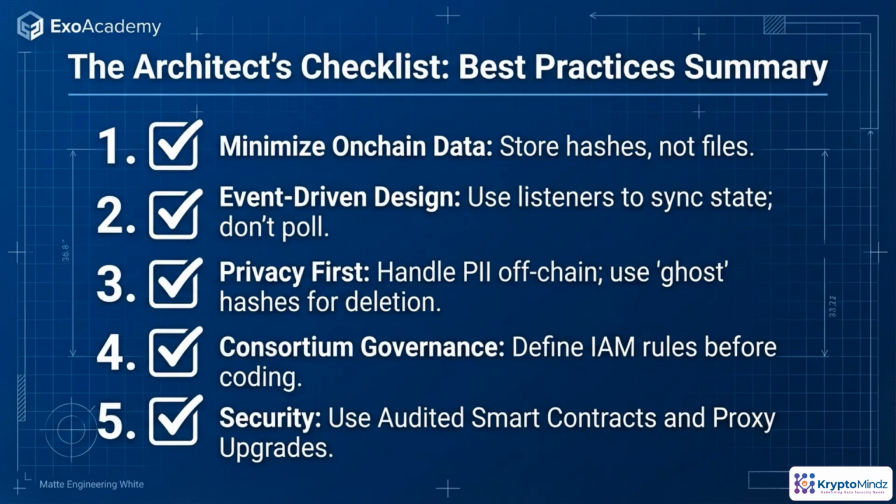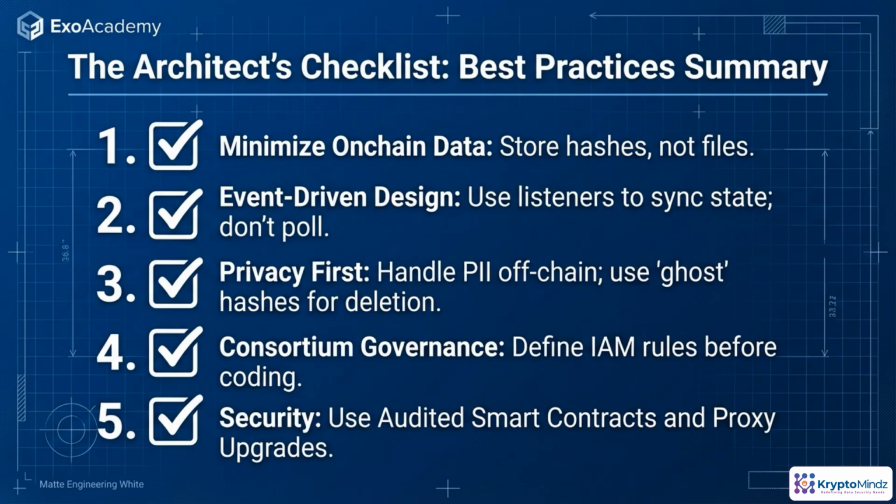Let's wrap the blueprint into 5 habits you can actually use. First, always minimize on-chain data. Anchor with hashes, keep real payloads off-chain. Second, design everything to be event-driven. Let contracts emit events and listeners react. Avoid constant polling. Third, treat privacy as non-negotiable. Keep PII off-chain and rely on ghost hashes so deletion remains possible.